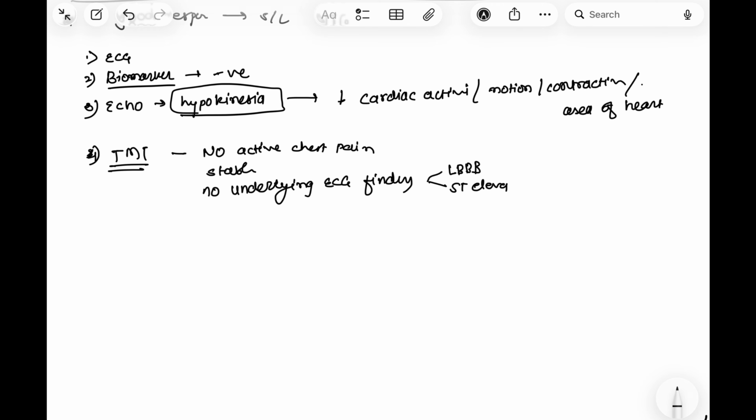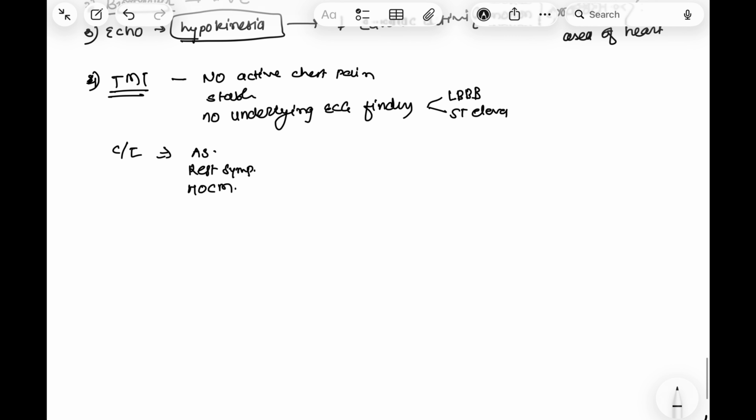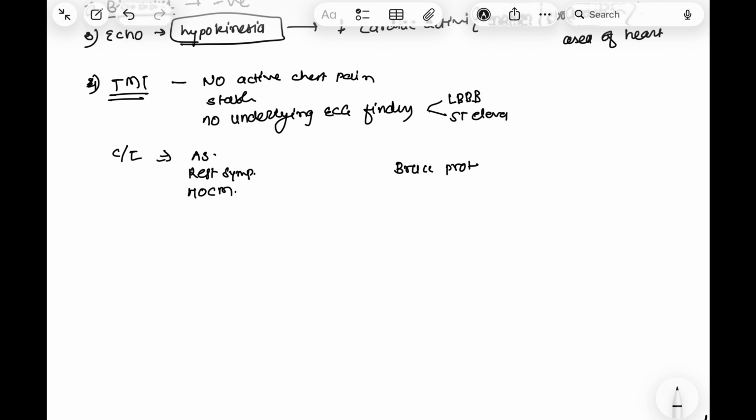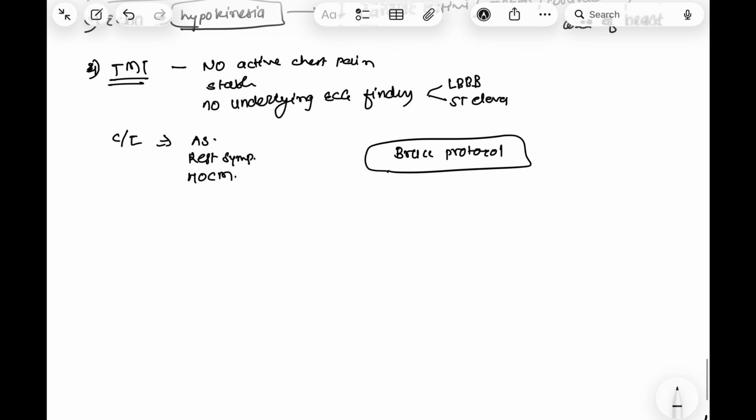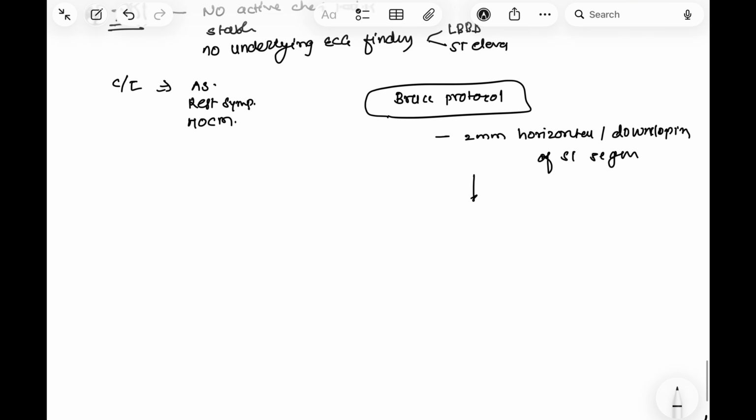What are the contraindications of this TMT? We don't perform TMT in aortic stenosis, or if there are symptoms at rest, or in HOCM, hypertrophic obstructive cardiomyopathy. There is a protocol we call the Bruce protocol, where a positive treadmill test consists of 2 mm horizontal or downsloping depression of the ST segment. So if the TMT is positive, then we will go for angiography.